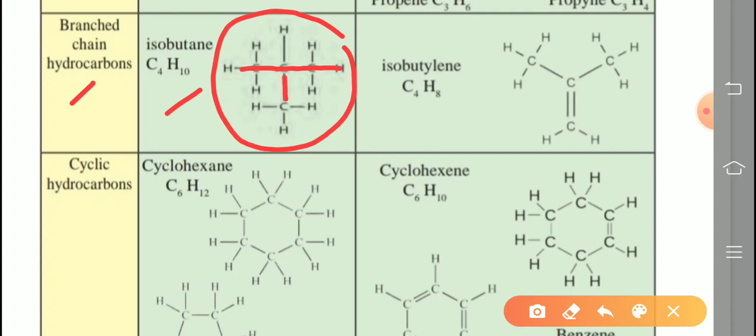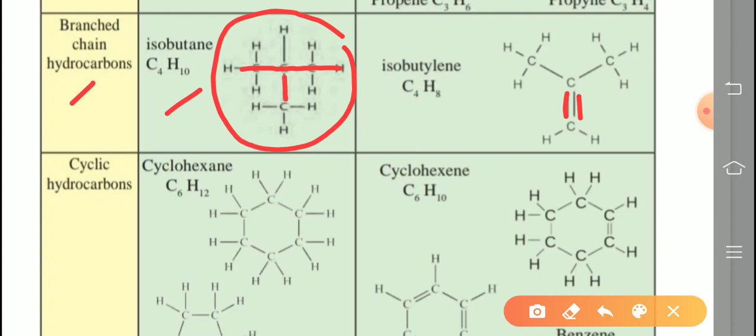Next one, a double bond is present between 2 carbon atoms here, and the remaining valency is satisfied by what? Hydrogen atoms. So it is a double bond, means alkene series. So how many carbons? That is, there are 4 carbons.